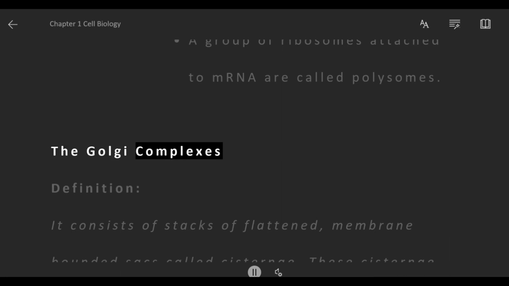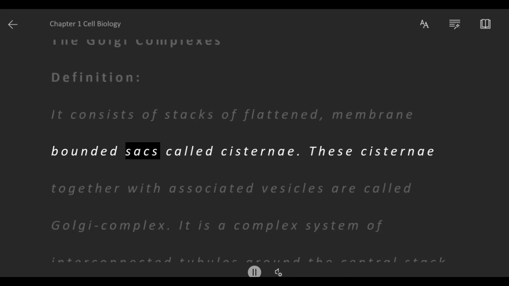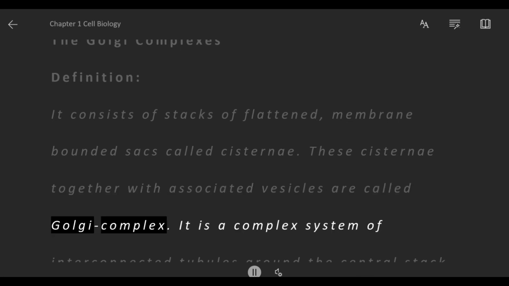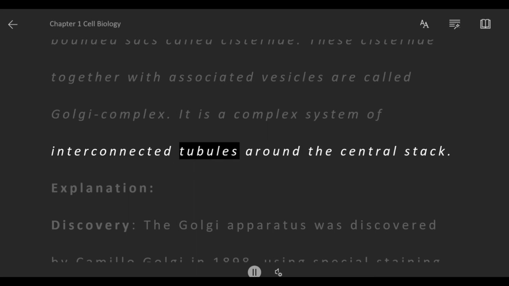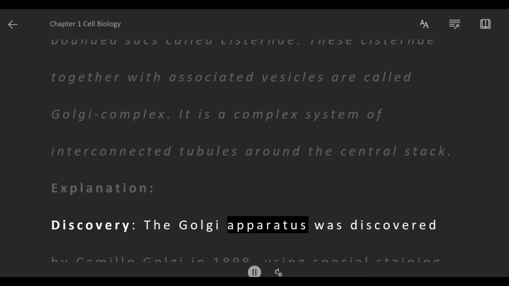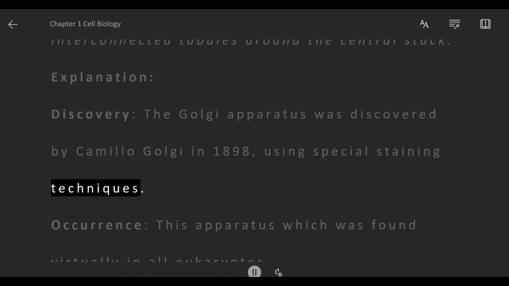The Golgi complex. Definition. It consists of stacks of flattened, membrane-bounded sacs called cisternae. These cisternae together with associated vesicles are called the Golgi complex. It is a complex system of interconnected tubules around the central stack. Explanation. Discovery. The Golgi apparatus was discovered by Camillo Golgi in 1898, using special staining techniques.